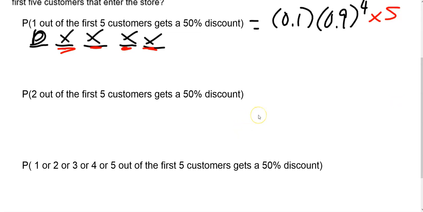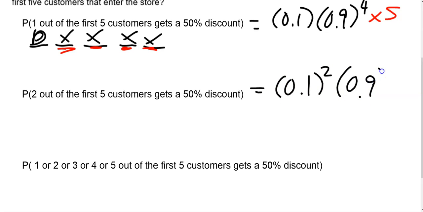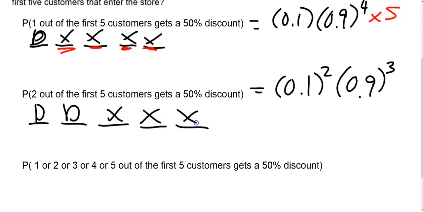Now let's imagine 2 out of 5. Okay, so we've got 2 people getting the 50% discount and the other 3 not. But once again, how could that be ordered? Well, maybe the first 2 people got the discount and the last 3 didn't. But maybe it was the first and the third, or the first and the fourth, or the first and the fifth, or the second and the third, and the second and the fourth, the second and the fifth. You realize there are lots of different ways to arrange 2 out of 5.